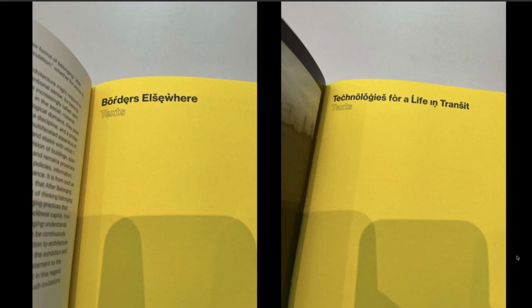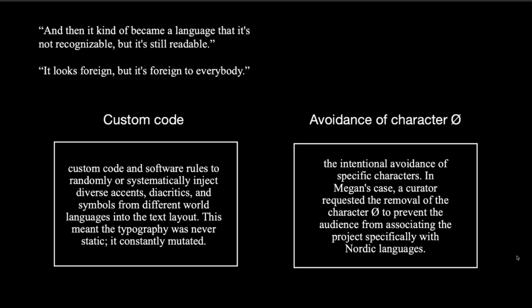Megan told me that they didn't use this lettering in every single part of the book because it would look like spam and nobody would like to read it. So they only use it in the subtitles or the section titles. She first said to me that they used a custom code that can generate and allocate these accents, diacritics and symbols from different languages randomly to the text layout. So it's not static, but constantly changing.